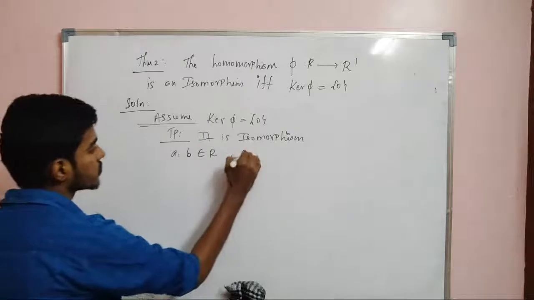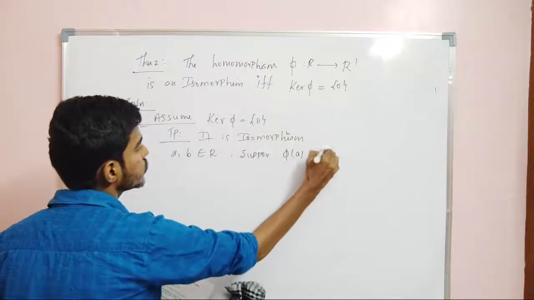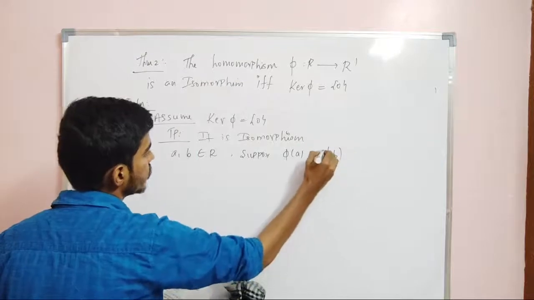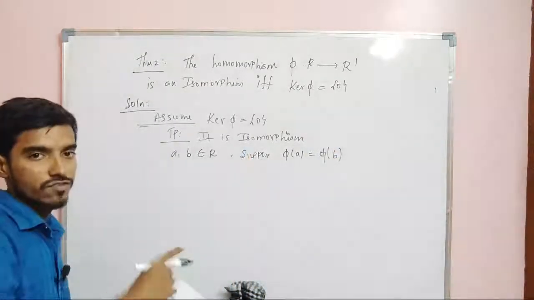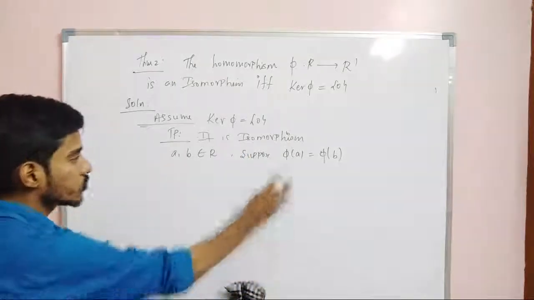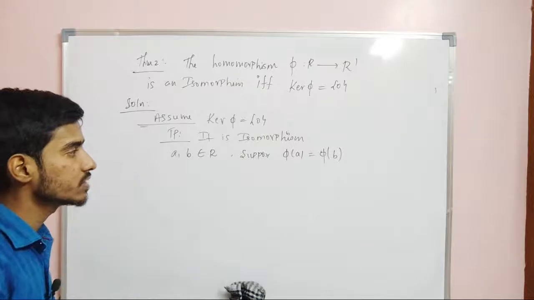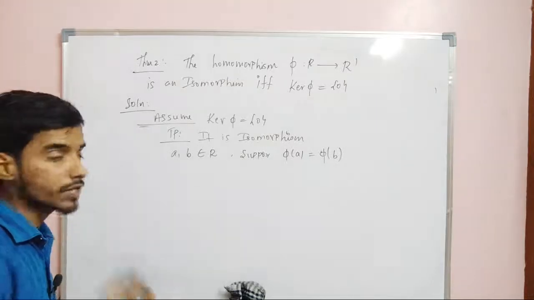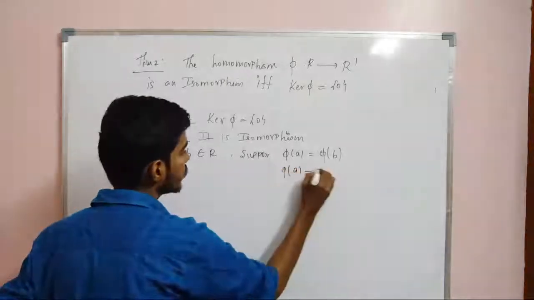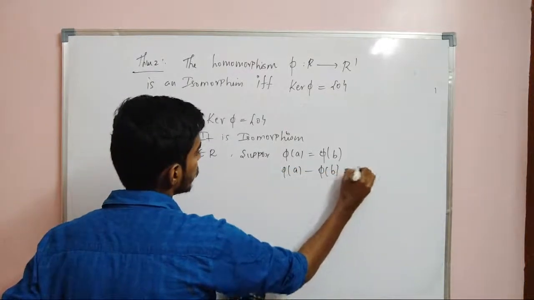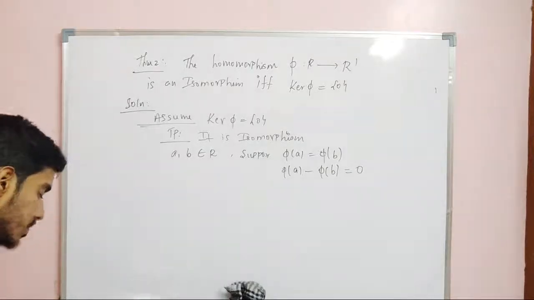So suppose phi of a is equal to phi of b. Suppose I am assuming that, so for 1 to 1, f of a is equal to f of b means a has to be equal to b. So we will assume that these two have the same image, that is phi of a is equal to phi of b. What we need to prove is a is equal to b. So can I write this as phi of a minus phi of b is equal to 0, because phi of a is equal to phi of b means phi of a minus phi of b is equal to 0.